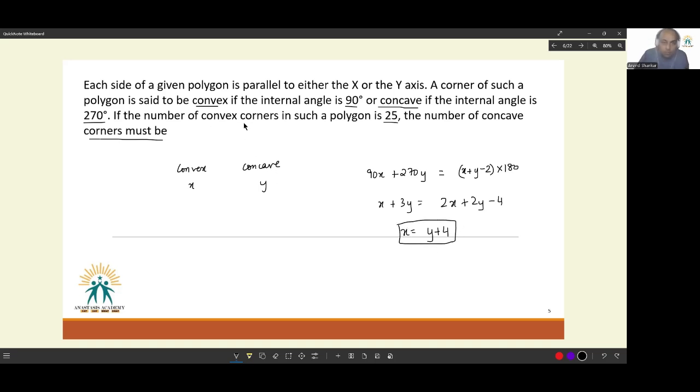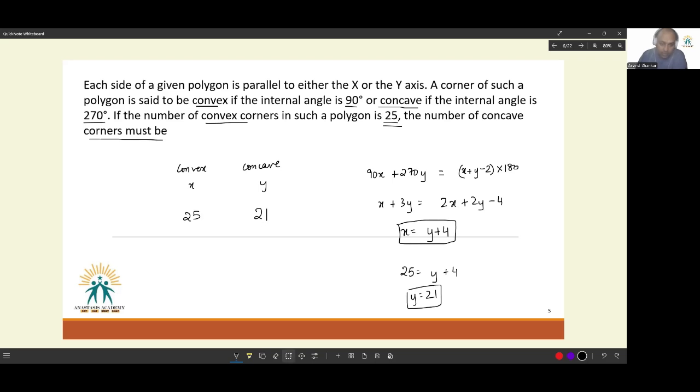Now we are told the number of convex corners in such a polygon is 25. So x is 25. This is already known to us. If x is known to us, can I come to 25 is equal to y plus 4? So y has to be 21. The number of concave corners must be 21.